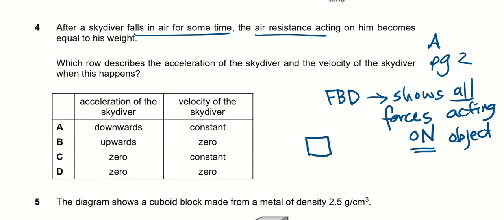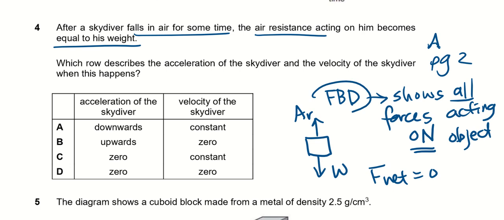Okay, air resistance is of course opposing his motion. So if he's falling down, air resistance, which is a force, is acting upwards. There's also weight. Okay, so it says air resistance becomes equal to his weight. So with that, I can conclude that F net is 0. So that's the thing about a free body diagram. When you are able to show all the forces acting on the object, you can then see whether there is F net or no F net.